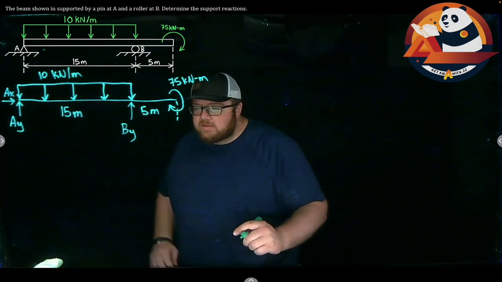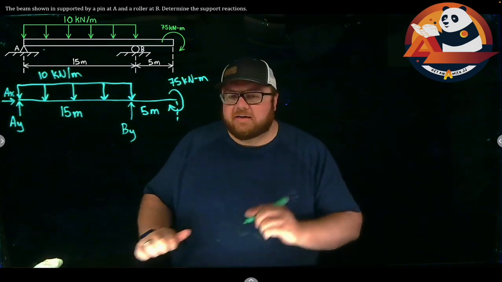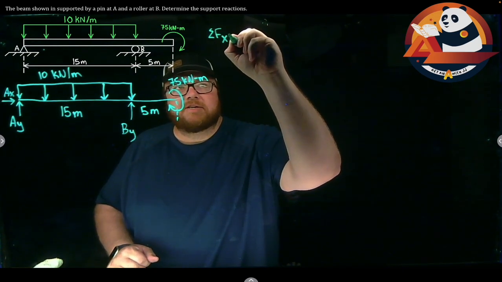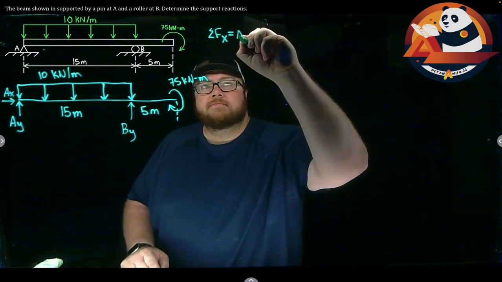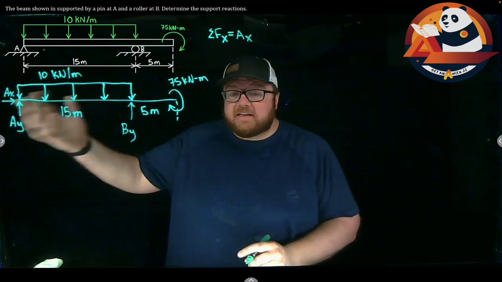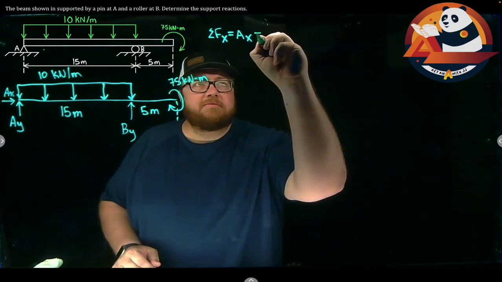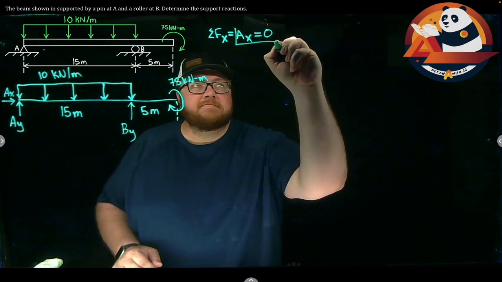So let's start that out. We'll sum forces in the X first. It's by far our easiest one in here. Summing forces in the X direction, I have AX, and that's it for us. There's no other X force in here. So I can just set that equal to 0. And my answer is just AX equals 0.